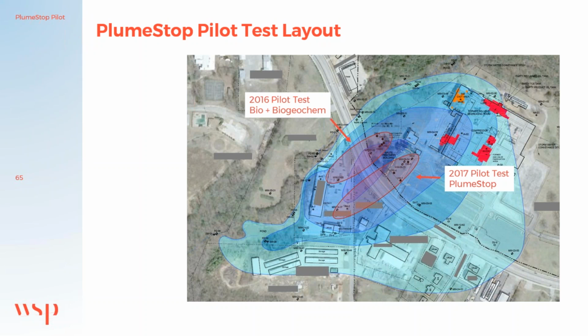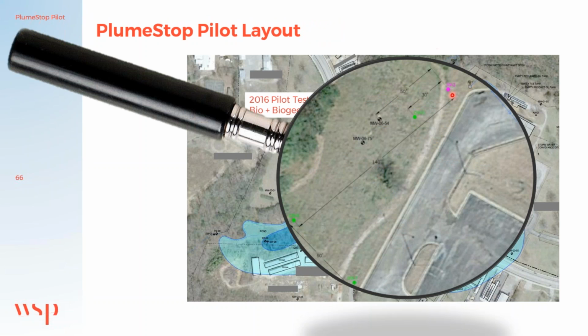Injections were made through IW2, up here, and monitored through MW6, OW6, and OW7. MW14 was also used as a monitoring well, but it's outside the field of the magnifying glass. It's located about 500 feet downgradient of IW2.